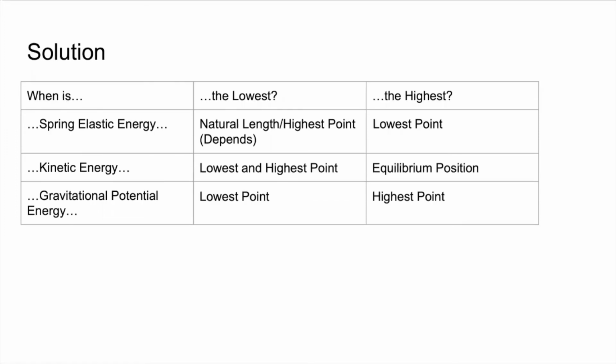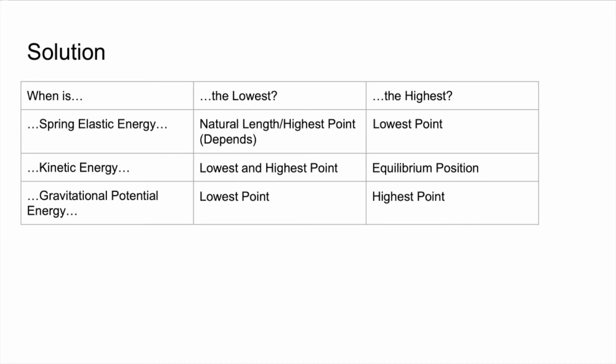Ideally, the lowest spring elastic energy would occur at the natural length, which means that the spring elastic energy is 0. However, an oscillating vertical spring is not always going to reach the natural length. If the amplitude is smaller than the distance between the natural length and equilibrium position, then the spring will never reach its natural length. In that case, the lowest spring elastic energy occurs when it is closest to its natural length, which is at the highest point. So spring elastic energy is the lowest either at the natural length or the highest point.